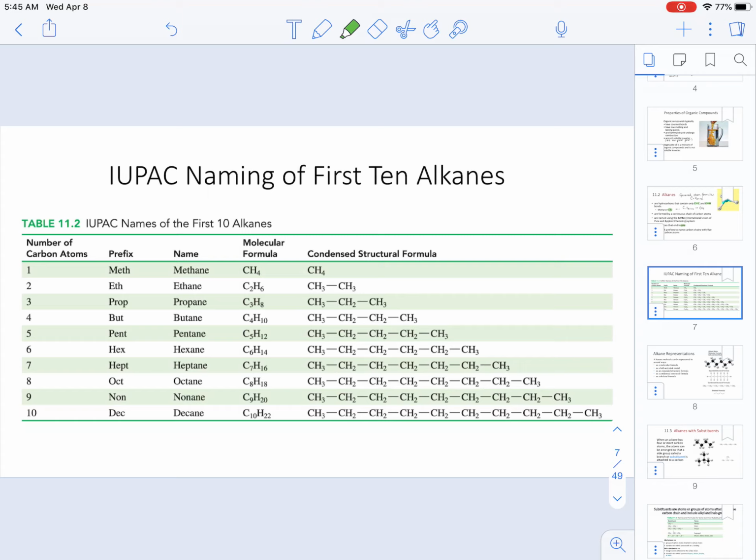So, as you can see, table 11.2 in your textbook tells you the names of the first 10 alkanes. The main thing that you guys need to do when it comes to this table is to memorize the number of carbon atoms and the prefix that they correspond to.